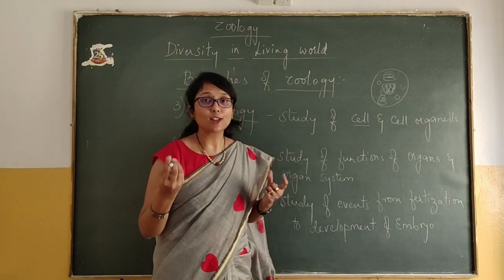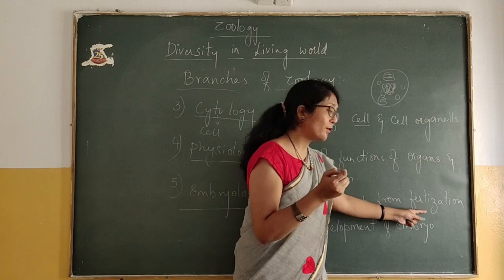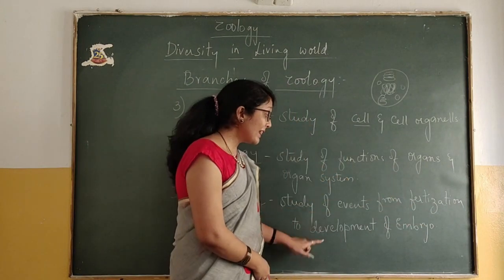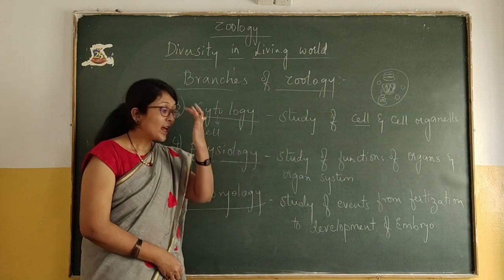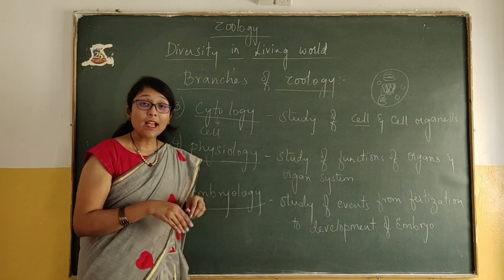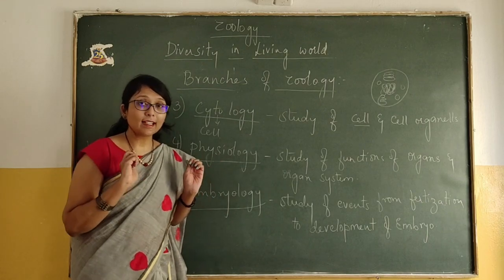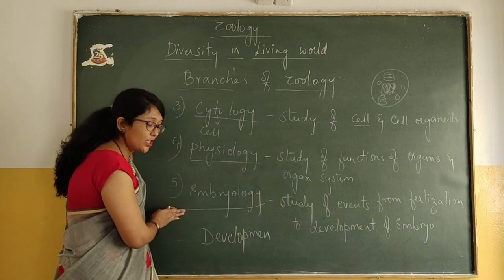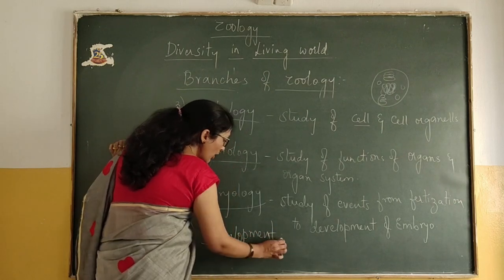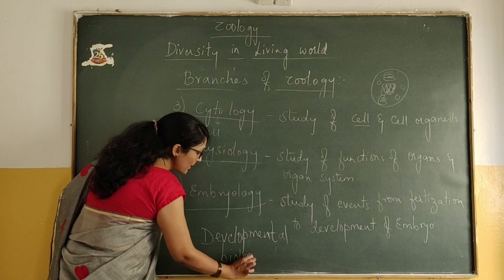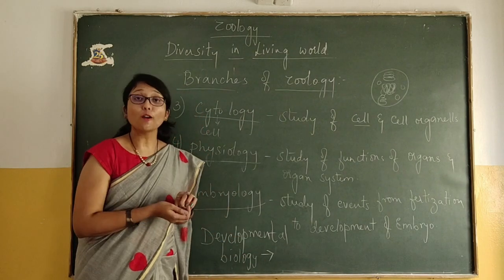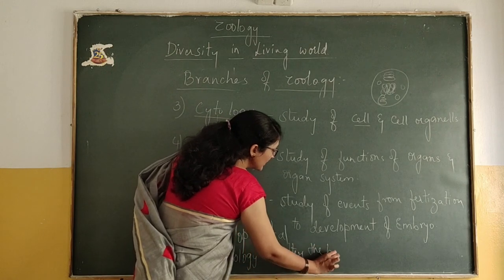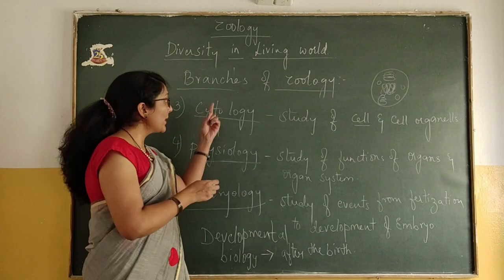Development of the embryo doesn't just start like that. The initiation point of development of the embryo is fertilization. So the study of events from the point of fertilization till the development of the embryo is called embryology. Once the embryo is developed, birth takes place. After the birth, development of the organism is studied under developmental biology. So next is developmental biology. What is developmental biology? It is the study of development of an organism after birth. Okay students, understood?